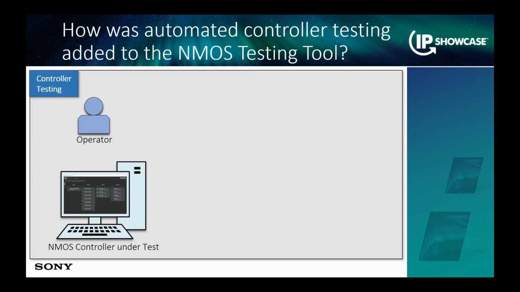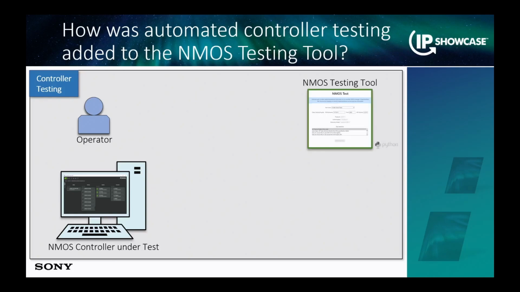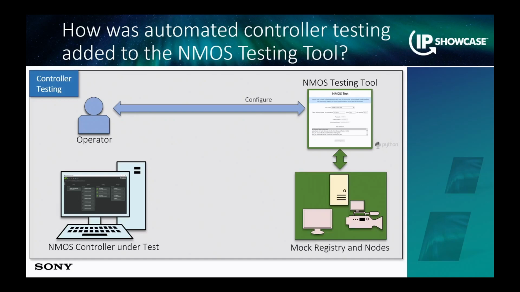So what we set about to do at Sony, we proposed to automate this controller testing. We set up a new AMWA activity and got various other manufacturers and broadcasters to join that activity. And we set about creating a controller test suite using a slightly different approach. Again, you run it through the same NMOS testing tool. It's exactly the same download from GitHub. And you configure that to set it up on your network. In this case, it's not just setting up registries, it's setting up some mock nodes as well, because we want to test that the controller can make connections between nodes.